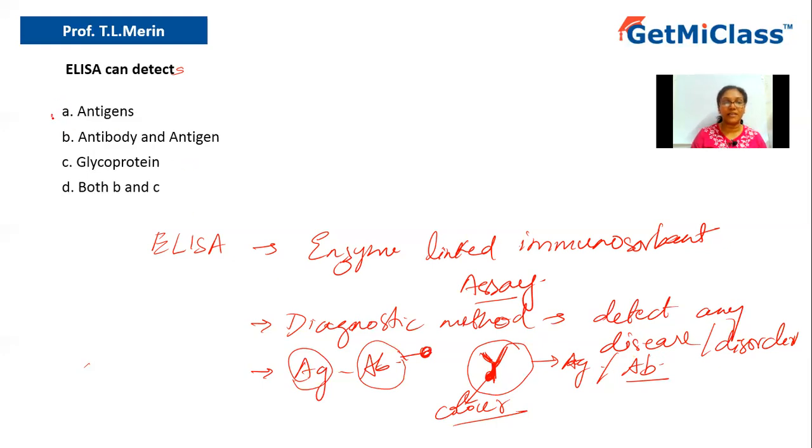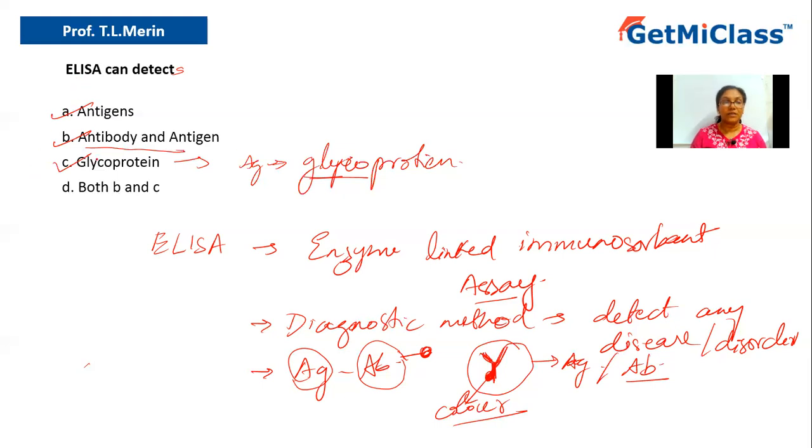Option A says antigens. Yes, it is used to detect antigens. Option B says antibody and antigen. Yes, this makes more sense because here they have given both. And option C says glycoprotein. Yes, because in some of the cases, as I told you, in certain disorders, there can be production of certain glycoproteins, or even sometimes the antigens, usually they are proteins, but sometimes they can be even glycoprotein. So what is glycoprotein? Glycoprotein is the combination of both protein and saccharide, that is protein and carbohydrate. That is why it's called glycoprotein.